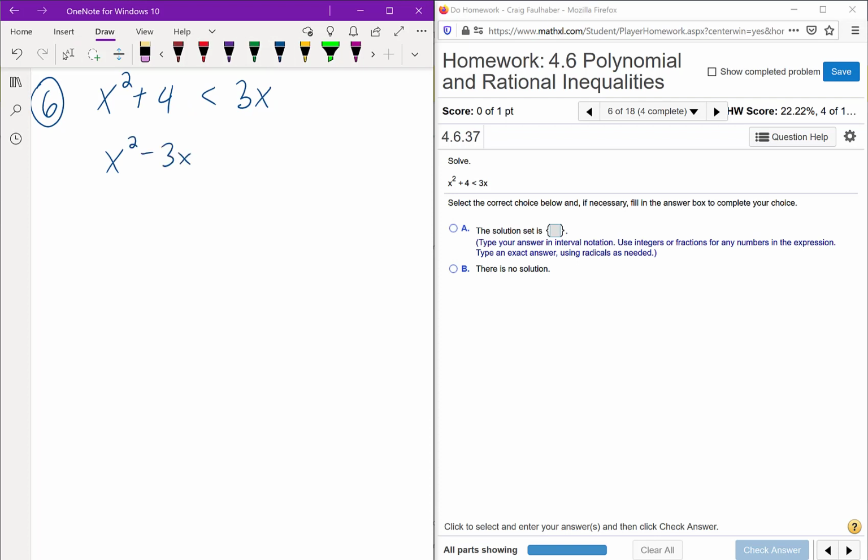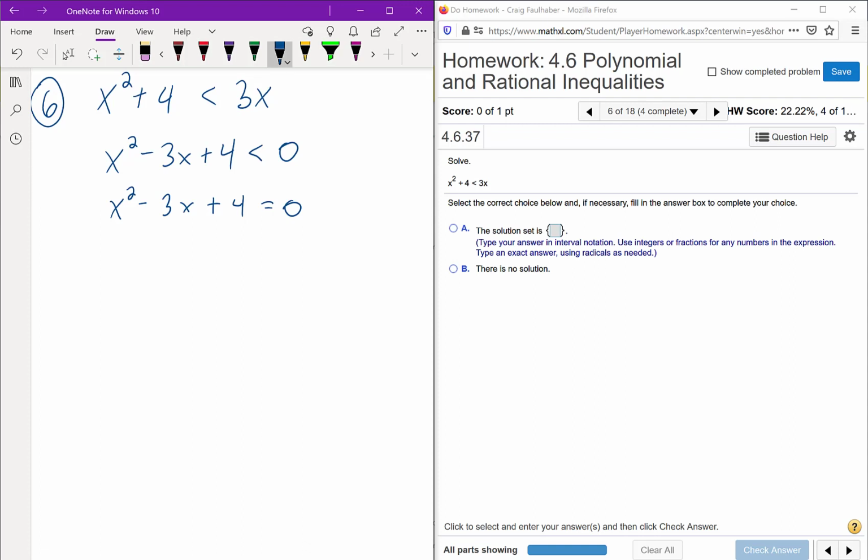Oops, and I copied this down wrong. This is a plus 4, not a 4x. Okay, so we have this quadratic, and we're asked the question, when is it less than 0? So the basic idea here is we're going to set it equal to 0 first, and find where this graph crosses the x-axis. We could do that by factoring, but I just got tricked, and this thing actually doesn't factor.